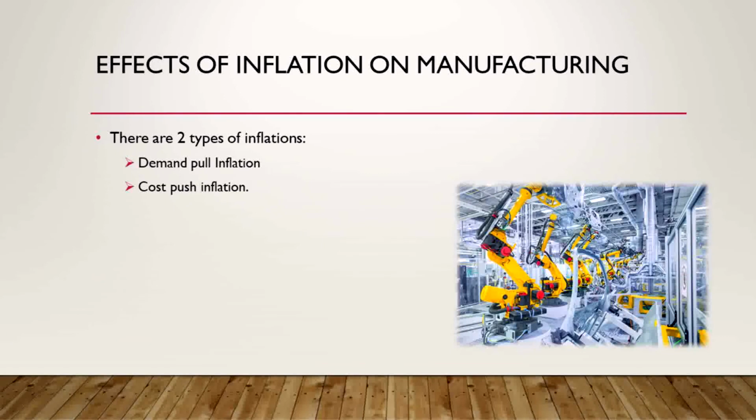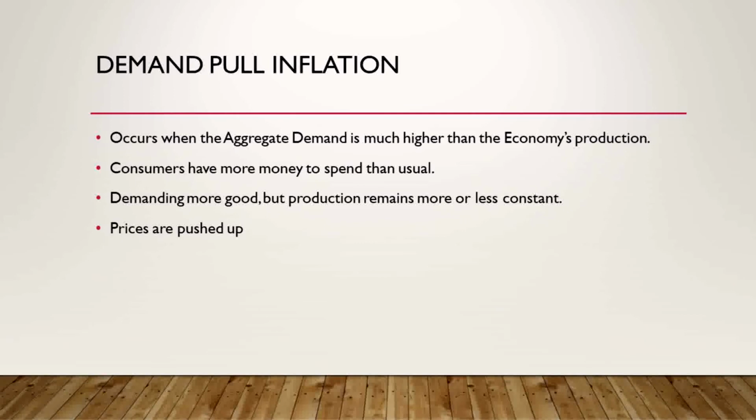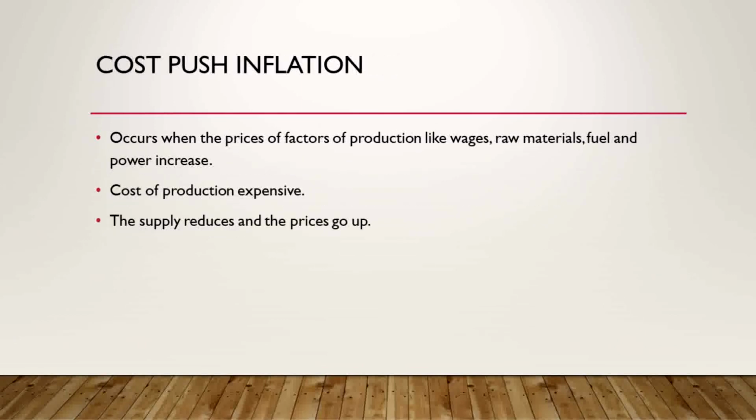For the effects of inflation on manufacturing, there are two types of inflation, which are demand pull inflation and cost push inflation. Both of them cause an increase in the price level. Demand pull inflation occurs when the aggregate demand is much higher than the economy's production. This means that the consumers have more money to spend than usual. They are demanding more goods, but in the short run, the production remains more or less constant. Therefore, the prices are pushed up.